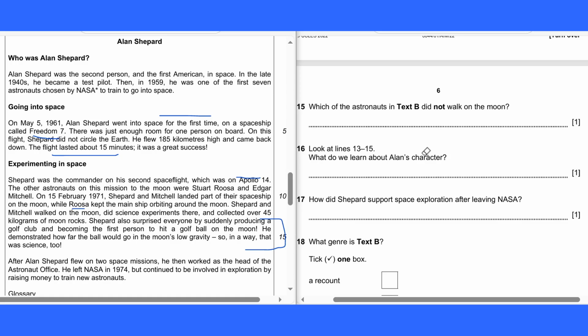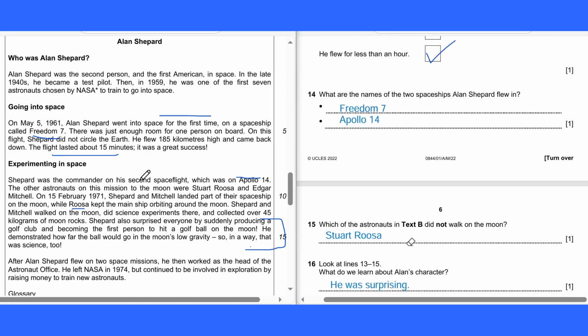Right guys, let's check out the answer. So he was surprising. This is the example of correct answer. As we can see from the line 13 to 15, Shepard also surprised everyone by suddenly producing a golf club and becoming the first person to hit a golf ball on the moon. So he was surprising, and also he had a sense of humor, we can say that. Right, any other answer, please write down in the comment section. Who knows, your answer will be helpful for others.